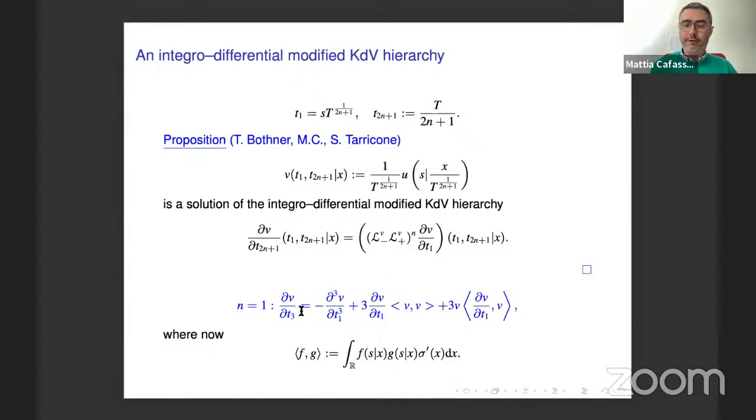And of course, if, for instance, you look at the first member, you have an equation like this. These two members, please have a look at these ones. In the scalar case, they just sum, okay? And they give you 6v squared vt1, okay? But here in this integro-differential setting, they are split in two, okay? But this, of course, is an integro-differential version of modified KdV.